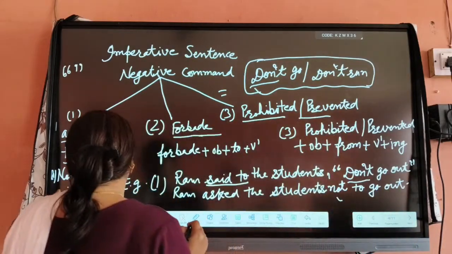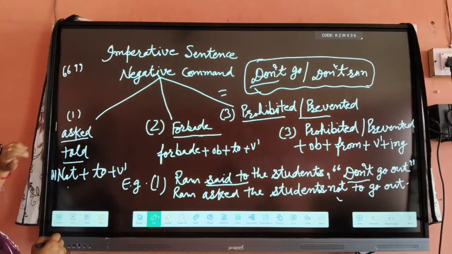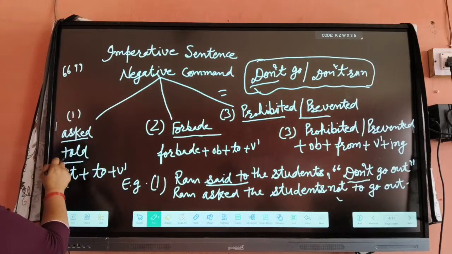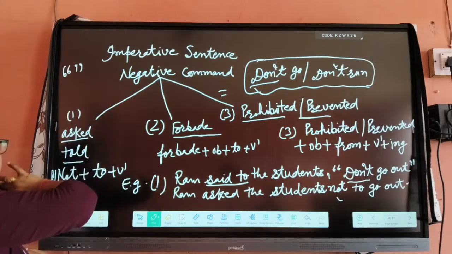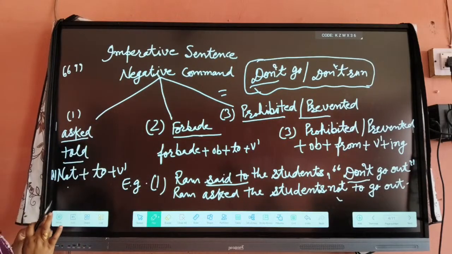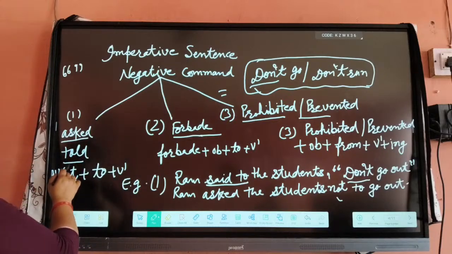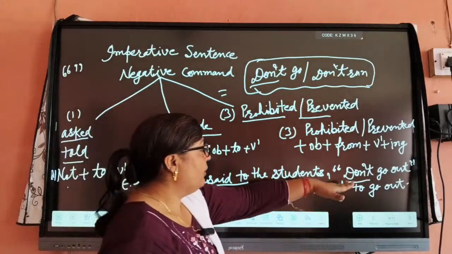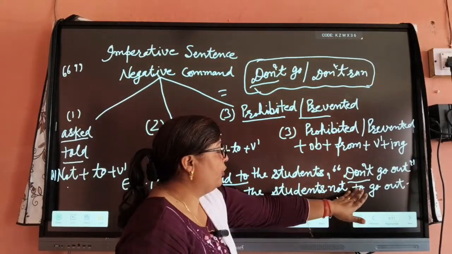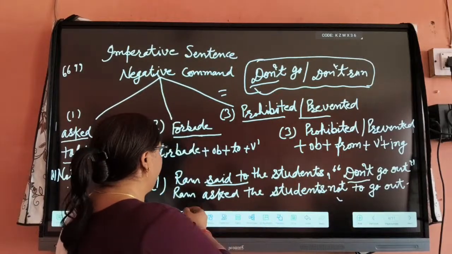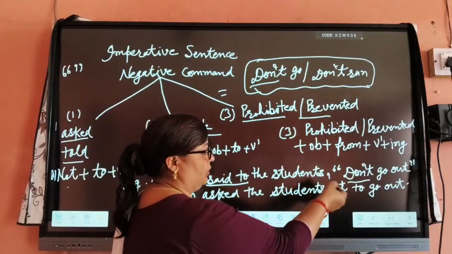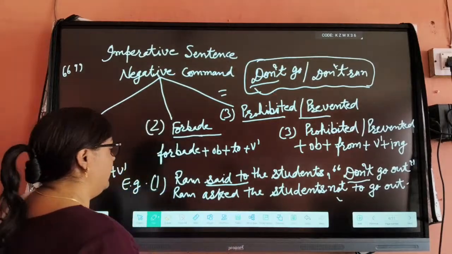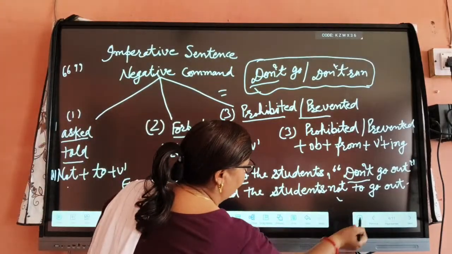Now see, I have told you when we change our "said to" into "asked" or "told", and our sentence is a negative command, then what we will do? First of all, we will change "said to" into "told", and then we will use not before to. We have to keep this in our mind: we have to use not before to. In this way, we will change: Ram asked the students not to go out.